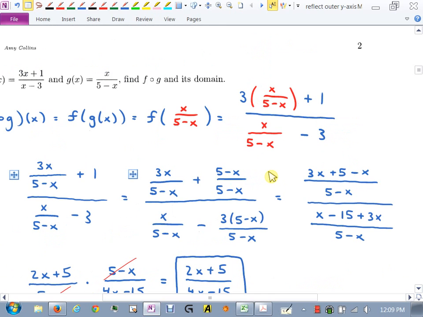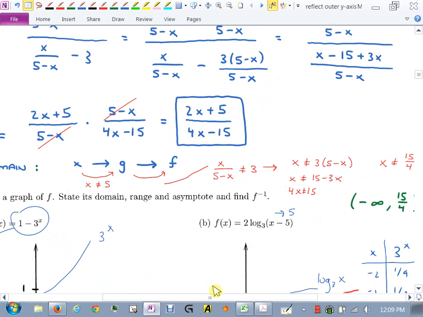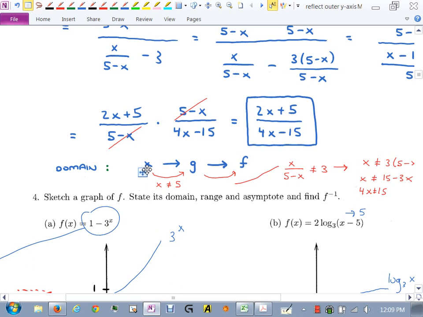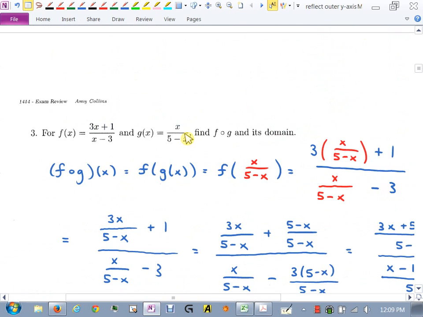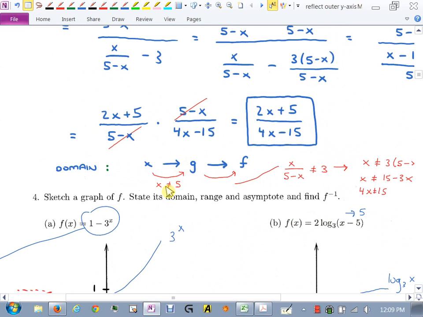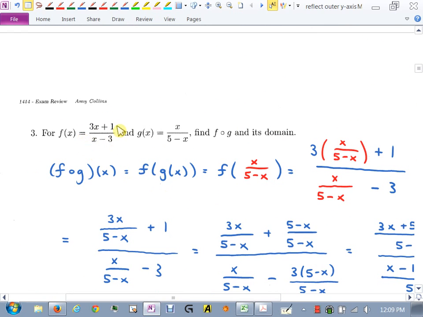Now, the domain. Remember the chain that I showed you in class. x goes where first? To g, and then that answer goes to f. So you look at what the restrictions on g are. What can you not plug into g? Here's g. What can you not plug into this? 5, right? So I throw 5 out. Now, what can you not plug into f? 3. But remember, g's going into f.